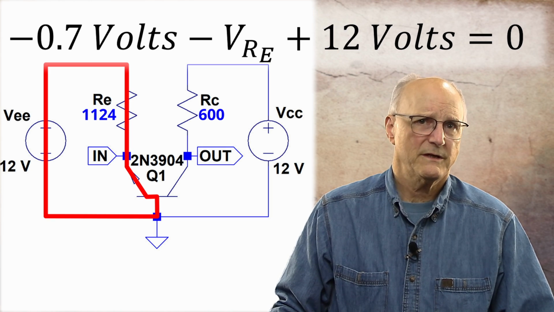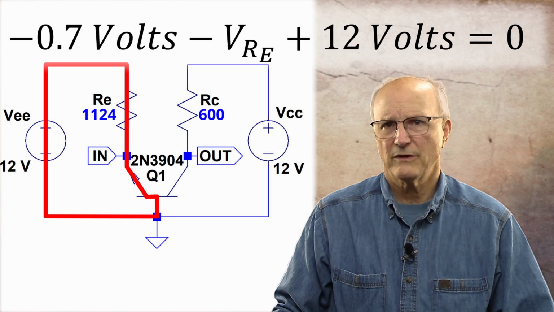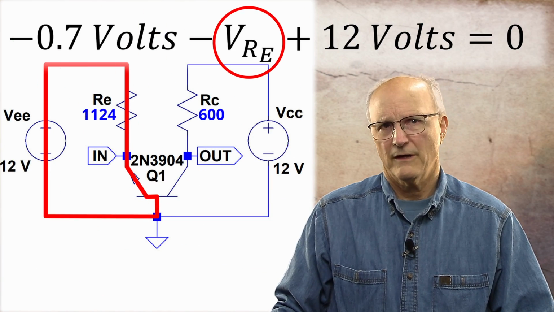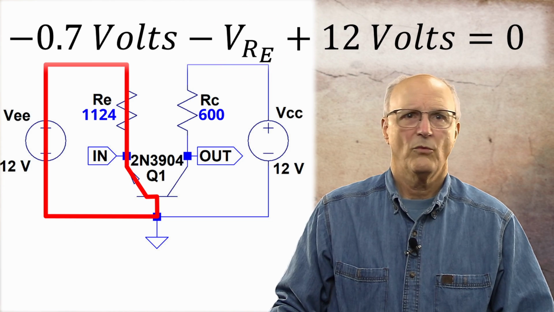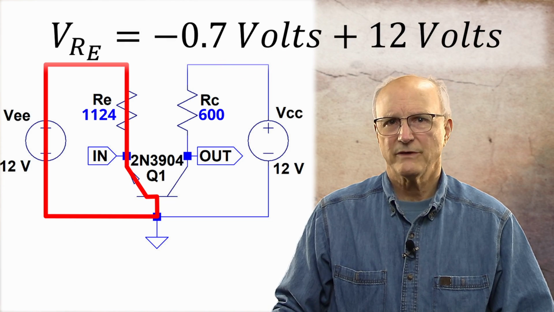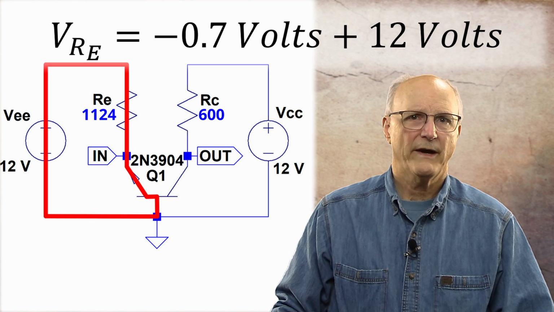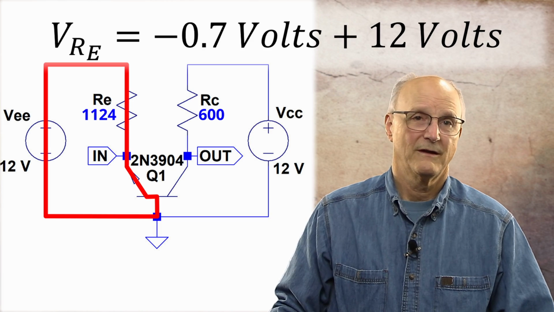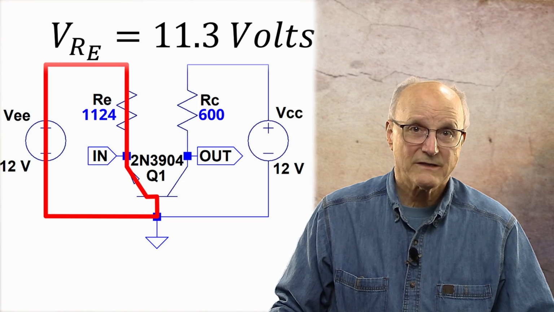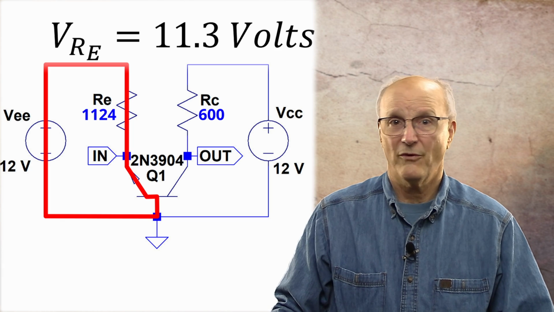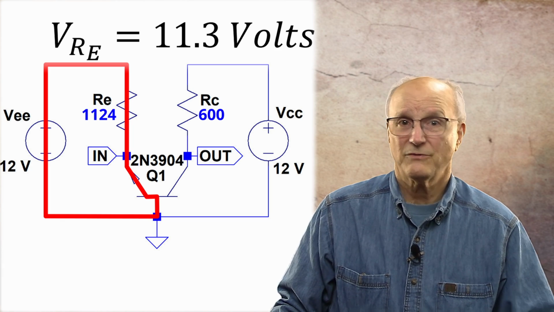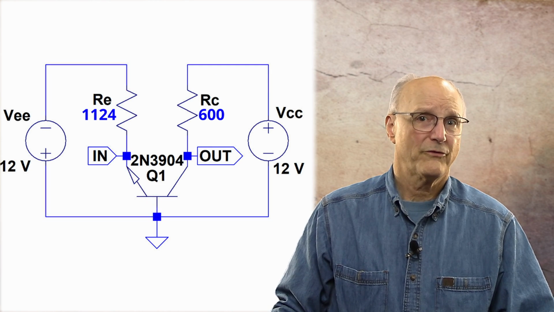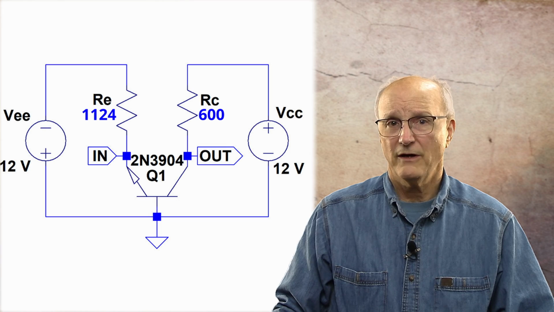Now, we're interested in calculating the voltage across the emitter resistor, VRE. So I will add VRE to both sides. We get the voltage across the emitter resistor is equal to minus 0.7 volts plus 12 volts. And this gives us the voltage across the emitter resistor is 11.3 volts. This hasn't changed with the difference in values of resistors. We need to calculate the current through the emitter resistor, I sub RE.